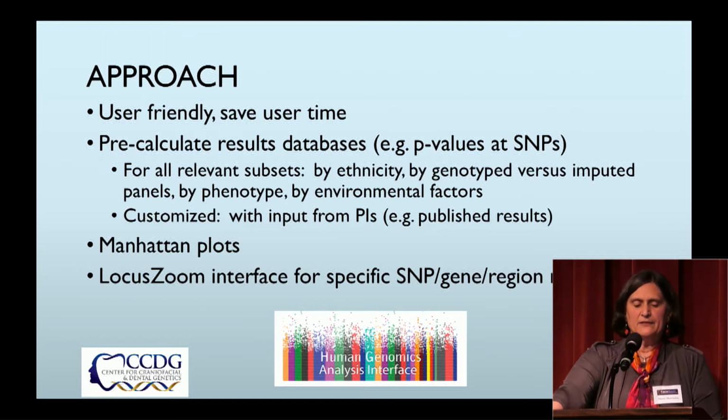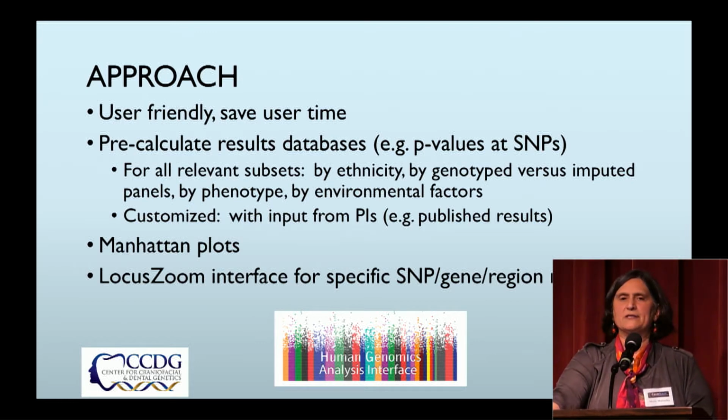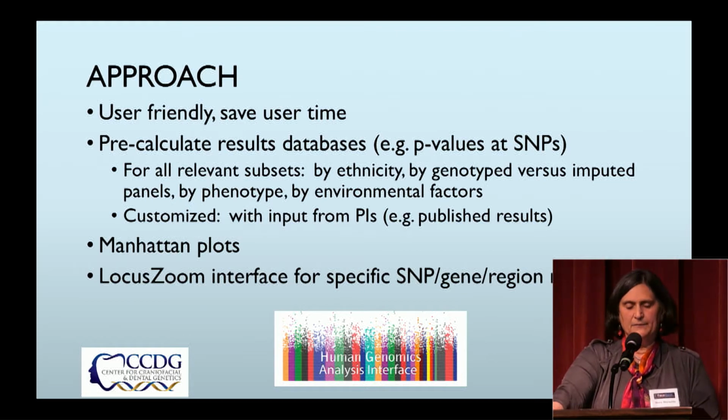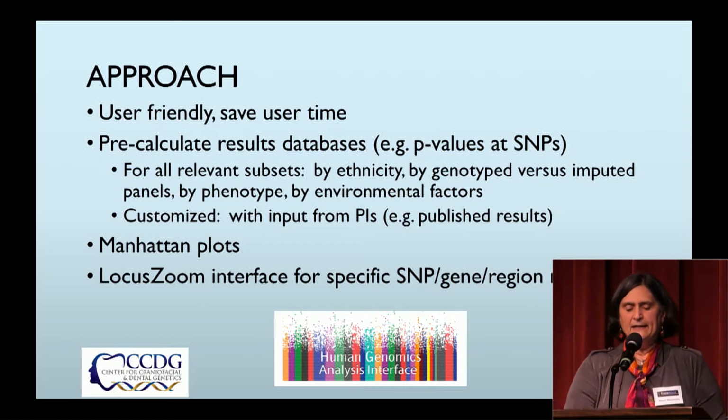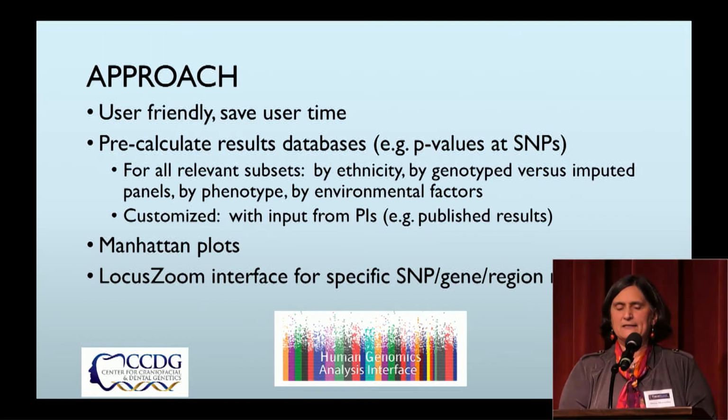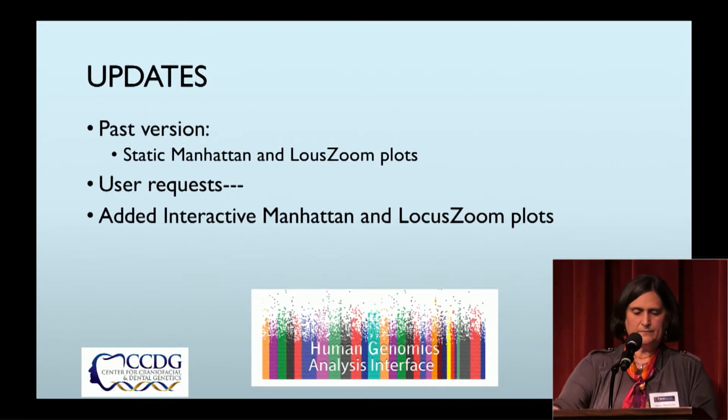Some of the results databases were customized with input from the PIs. Some of the PIs wanted to just have certain published results visualized rather than their whole data set. The initial versions of this tool had static Manhattan plots and static locus zoom plots. Manhattan plots show the whole genome, and locus zoom plots show some subset of the genome, like by a specific SNP, gene, or other region that you're interested in.